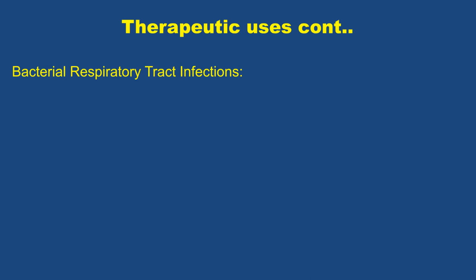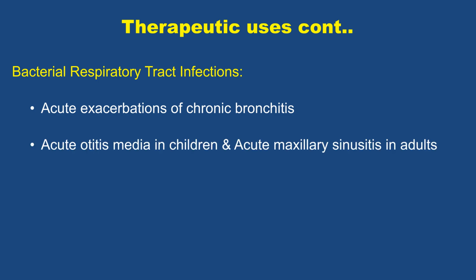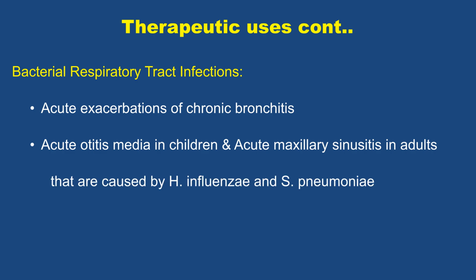Coming to the bacterial respiratory tract infections. Cotrimoxazole is effective for outpatients with mild acute exacerbations of chronic bronchitis. It is also useful for infections due to gram-positive cocci like Streptococcus pneumoniae and Haemophilus influenzae. They are also effective against acute otitis media in children and acute maxillary sinusitis in adults. It is effective for both the upper and lower respiratory tract infections.